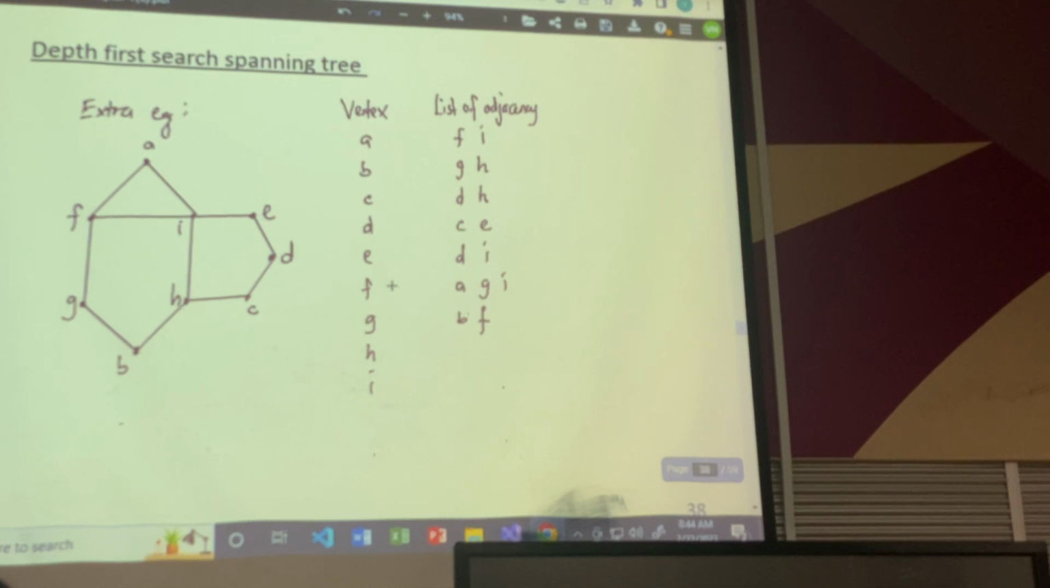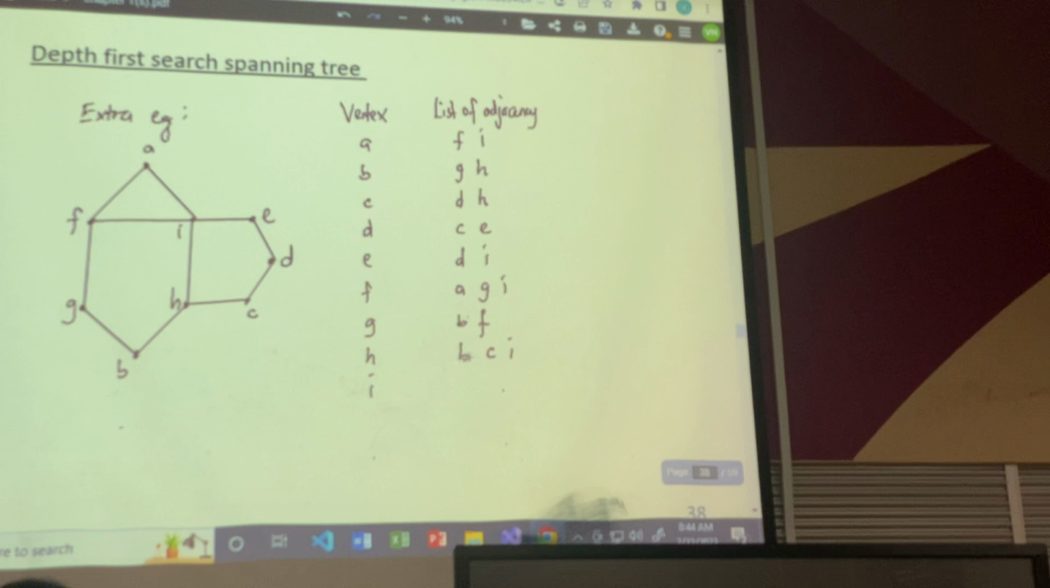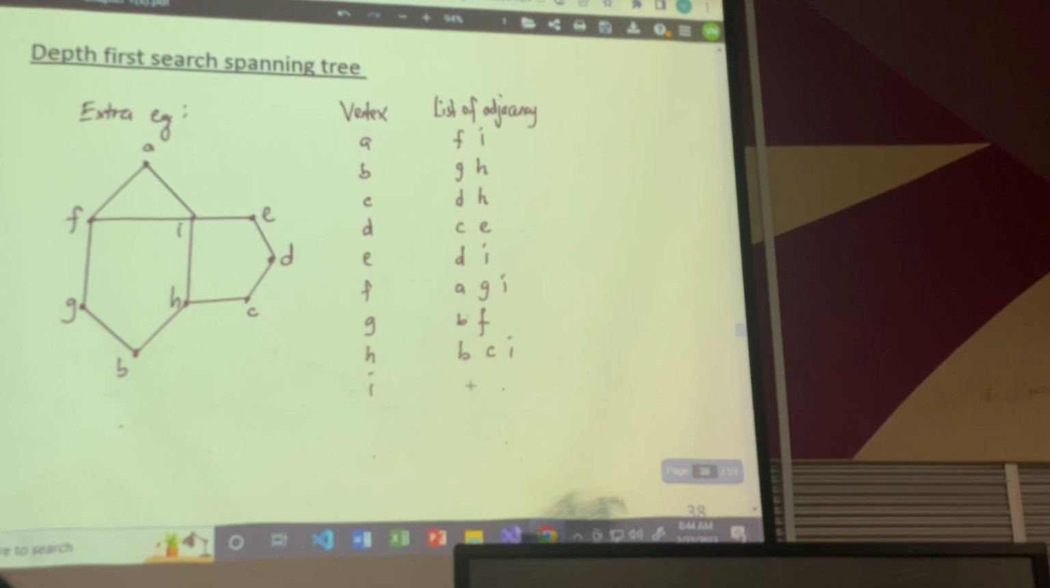H, E and I, B, E, C, I. And I, A, F, E, H. If in ascending order, we will have A, E, F, H. Okay, this is the list of adjacency.